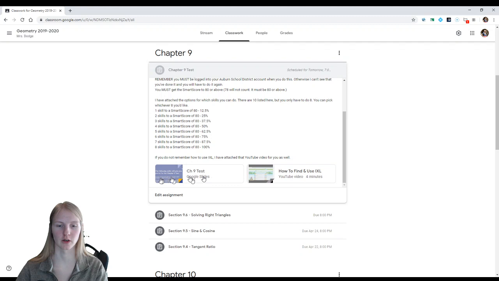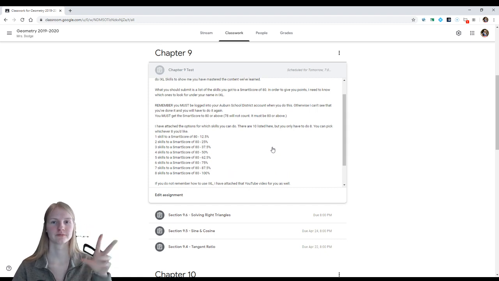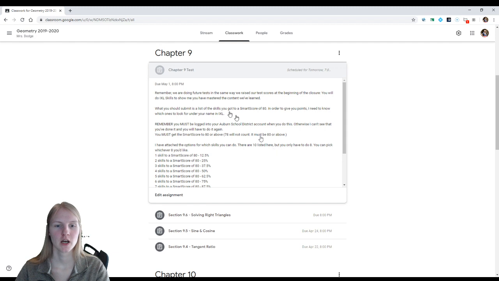You will see that there are two things attached to it. One is the Chapter 9 test Google Slides. These will be important. And the other is how to find and use IXL, because all of your tests will be tests. Remember, open note, open book, tests through IXL. So we are doing future tests in the same way we raised our test scores at the beginning of the closure, by doing IXL skills to show me you've mastered the content that we have learned.